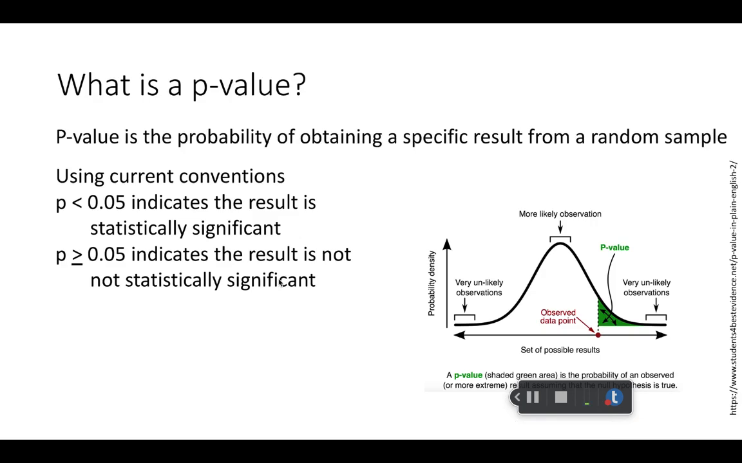So what is a p-value again? A p-value is the probability of obtaining a specific result, or one more extreme, from a random sample. Using our current conventions, p less than 0.05 is used to indicate that the result is statistically significant. Again, this is a convention. It is somewhat arbitrary, but this is a very common rule in research. A probability greater than 0.05 indicates that the result is not statistically significant. It's something we would expect to find. It's not unusual.